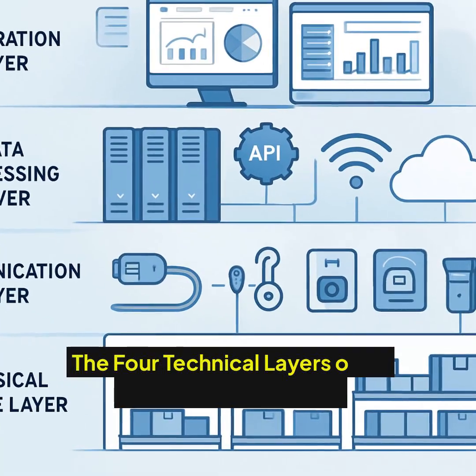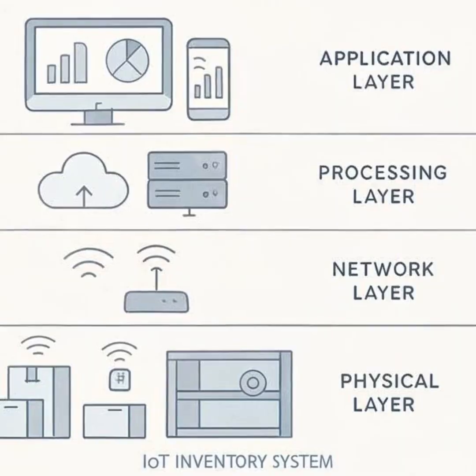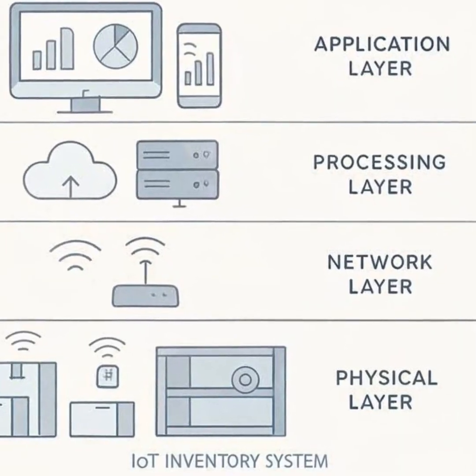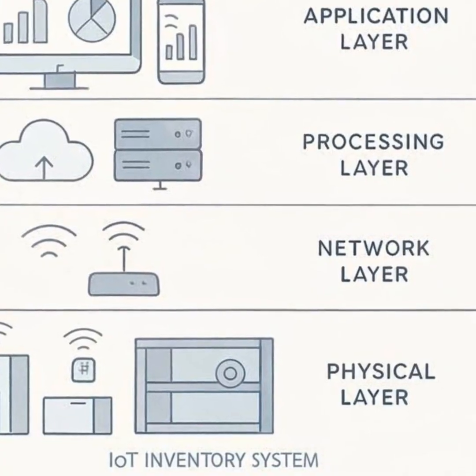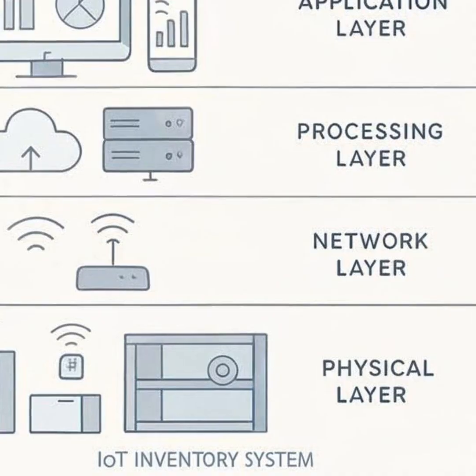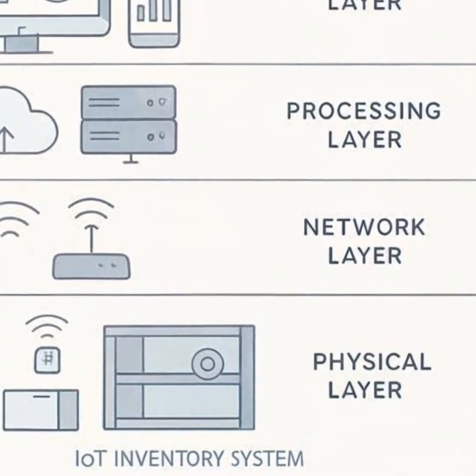The 4 technical layers of an IoT inventory system. IoT inventory systems operate through 4 interconnected technical layers. These layers, understood conceptually, simply explain how information travels from the physical environment into a format a business can observe.